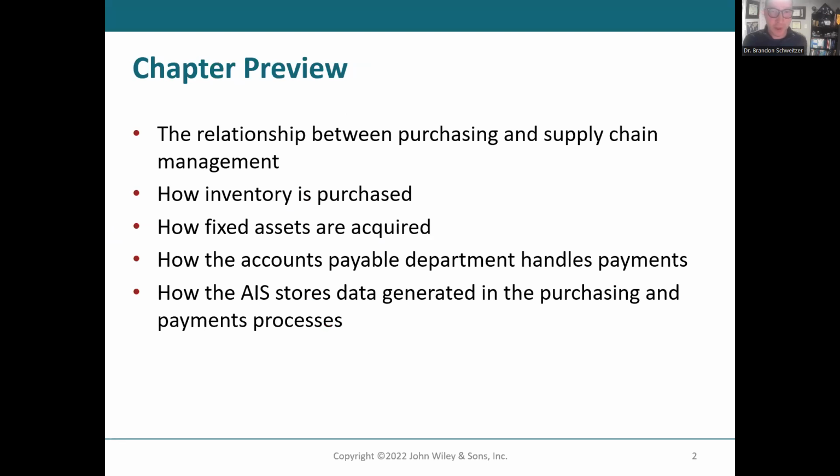We will cover things like the relationship between purchasing and supply chain management, how inventory is purchased, how fixed assets are purchased and acquired. We'll discuss the accounts payable department and how they handle payments, and we'll also talk about how the accounting information system stores data generated in the purchasing and payment processes.